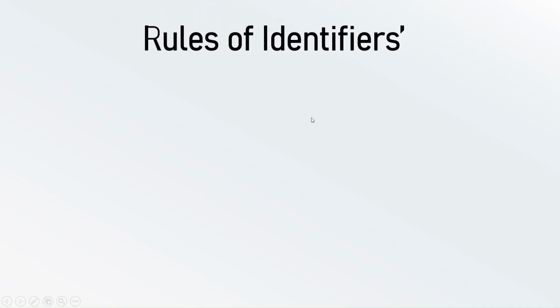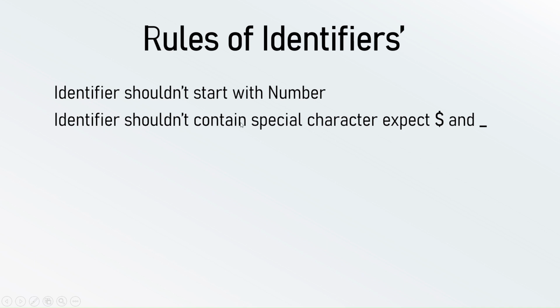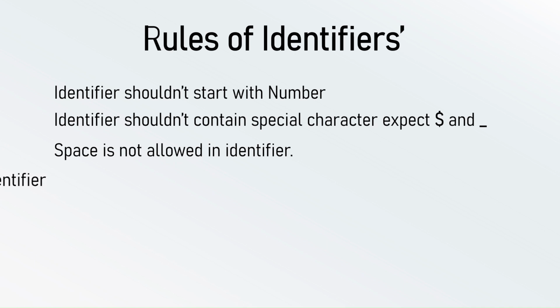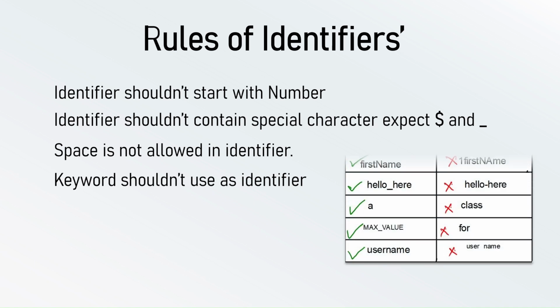Rules of identifiers. Identifiers shouldn't start with a number. Identifiers shouldn't contain a special character, except dollar and underscore. Space is not allowed in an identifier, and keywords shouldn't be used as identifiers.